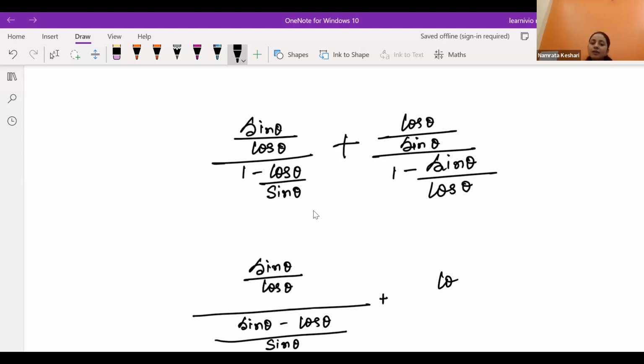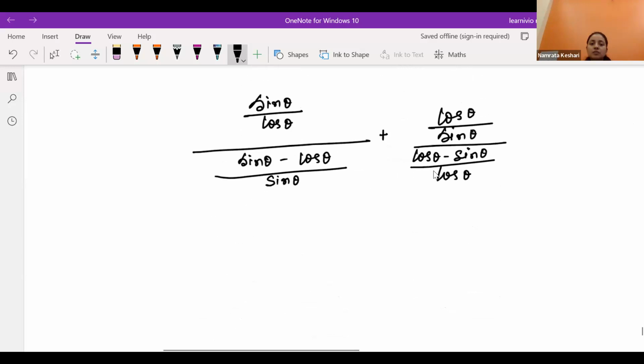Here also we'll be having cos theta by sine theta. And in numerator we'll be having cos theta minus sin theta. In numerator it will be cos theta minus sin theta by cos theta. Perfect. Okay, let's do the simplification.